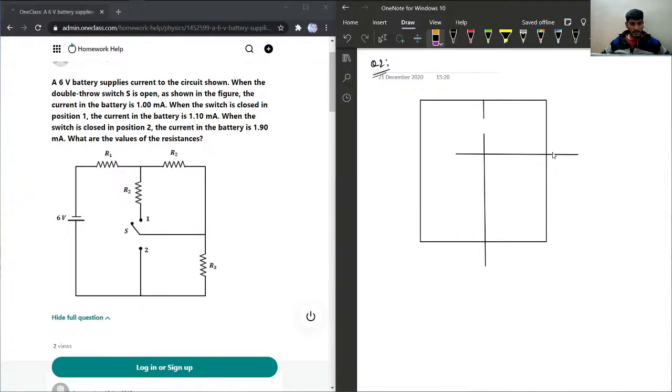Here we'll have a resistor here, and this is not connected, and here we have a battery. This one is a 6 volt battery. Resistor, one here, one here, and we have an open switch here. This is R1, R2, and this one is R3.